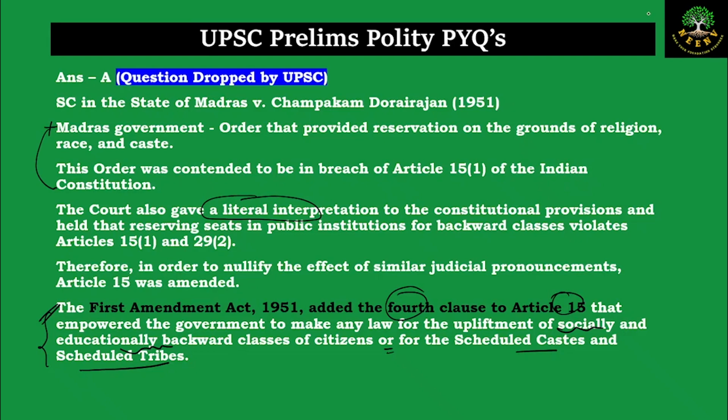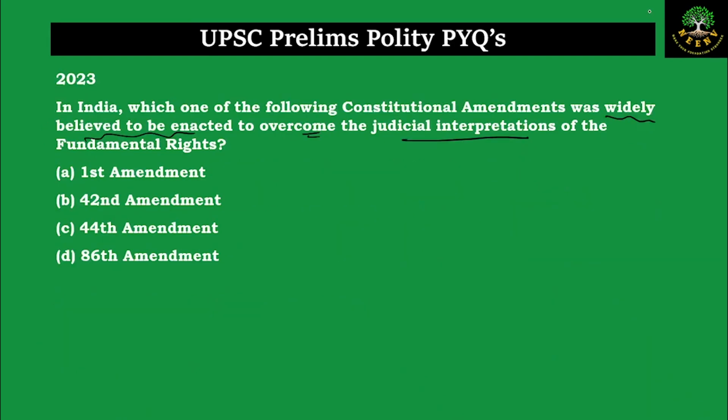Now this was the major act done by the government in order to overcome the judicial interpretation of the fundamental rights. So our answer would have been correct. But because the option says choose any of the above which is correct, even if you look at Amendments 42 and 44, even they, to an extent, affect the fundamental rights and try to overcome the judicial interpretations of the Supreme Court. So you cannot say that this is the only amendment which will be the answer. So because this has multiple answers, UPSC dropped this question.